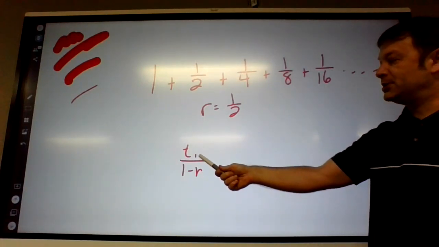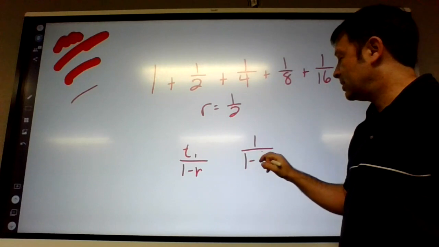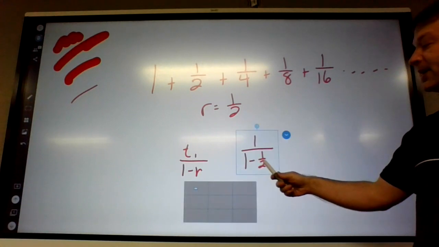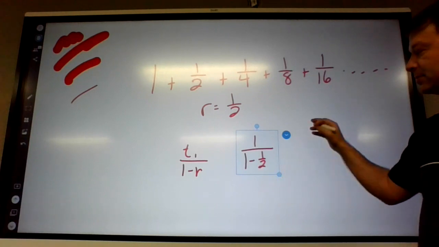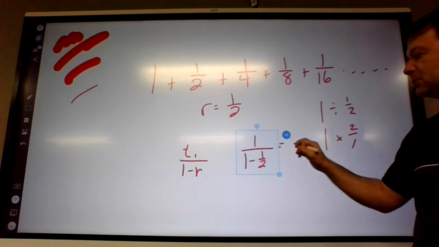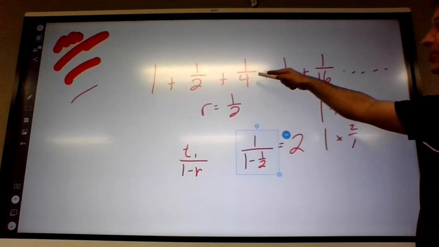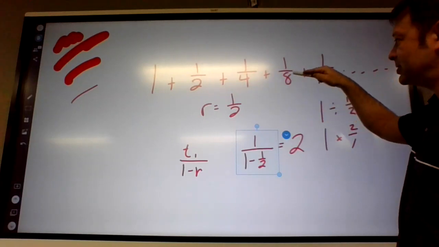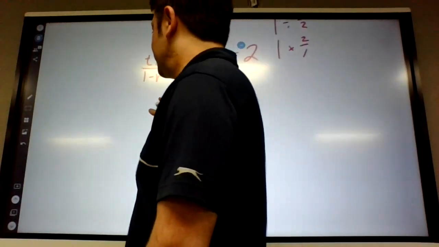Okay, what did t sub 1 stand for? First term. So in this case, it's a 1. Now, 1 minus 1/2 is 1/2. 1 divided by 1/2 is like 1 times 2. So this is 2. This value is approaching 2. 1 plus 1/2 is 1 1/2, plus 1/4 is 1 3/4, plus 1/8 is 1 7/8, plus 1/16. It just gets closer and closer to 2 as time goes on.